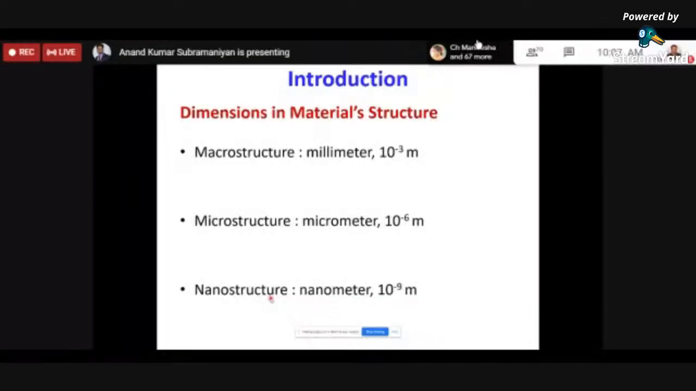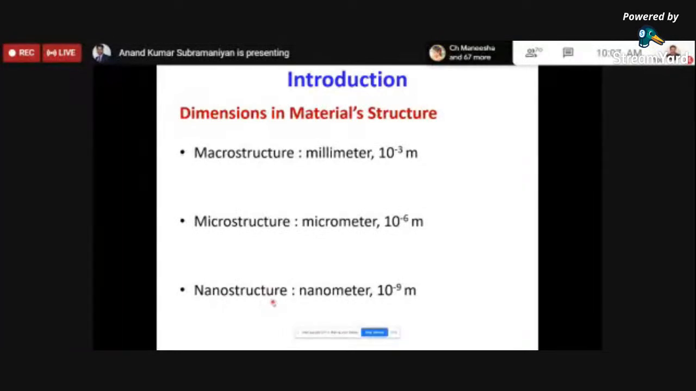then get into the scale of nanostructure, which we call a nanometer, and this is exactly our topic of discussion today. And also I hope this workshop is also focusing on these nanomaterials or the nanostructured materials, right?